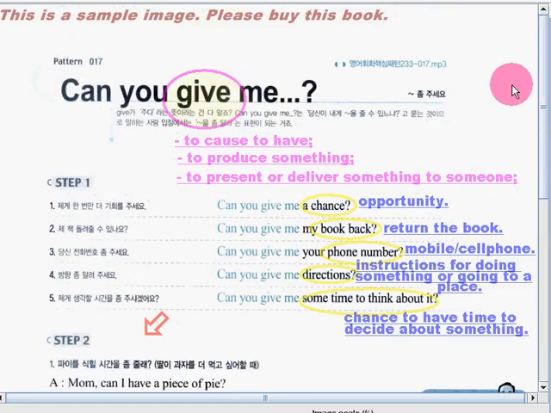So now, I'm expecting you to review this again, memorize, and don't forget to make your own sentences. If you have the chance or opportunity to express yourself in English, don't forget to use this pattern.